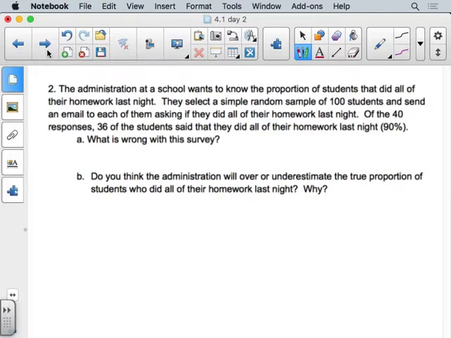What could be wrong? I could actually see a whole bunch of different types of bias here, but what's something wrong? I feel like people who don't do their homework don't care if they check their email. Okay, sweet, that's a good one. So what's wrong with this one? Those who didn't respond probably didn't do their homework. Those who didn't respond, likely no homework. Yeah.